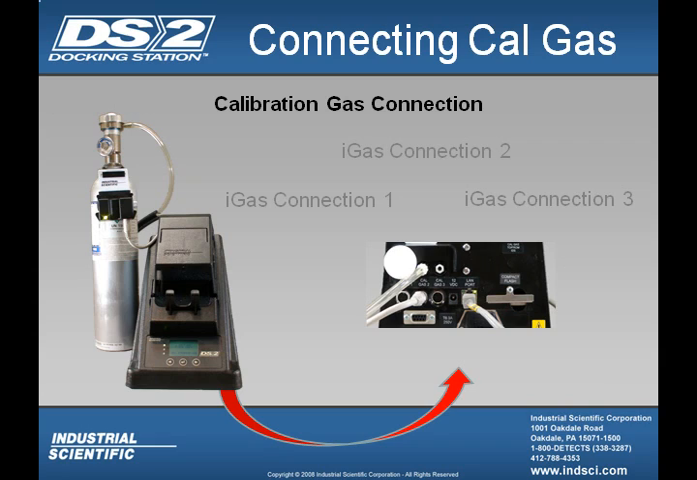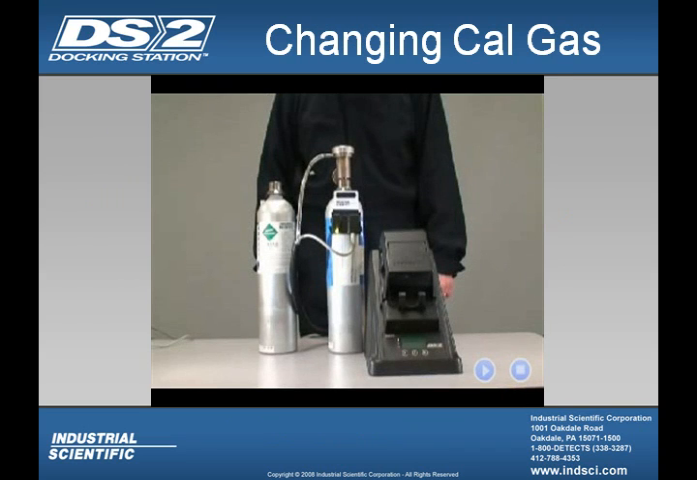So let's look at also your iGas connections. iGas connection 1, located right underneath your port 1. iGas connection number 2, right underneath port 2. And underneath port number 3, you have your iGas connection number 3. So in this example, you'll see that we only have one iGas port being utilized because we only have one calibration gas cylinder being used.